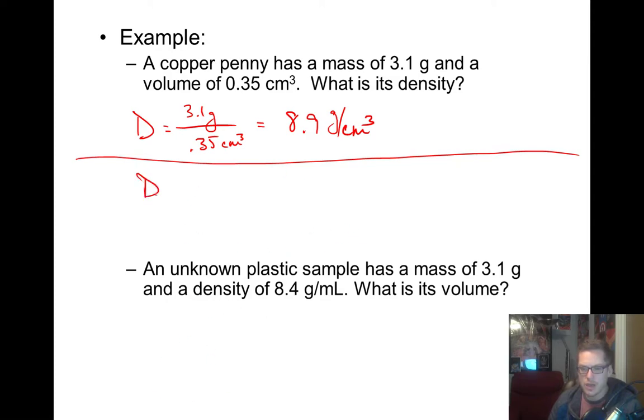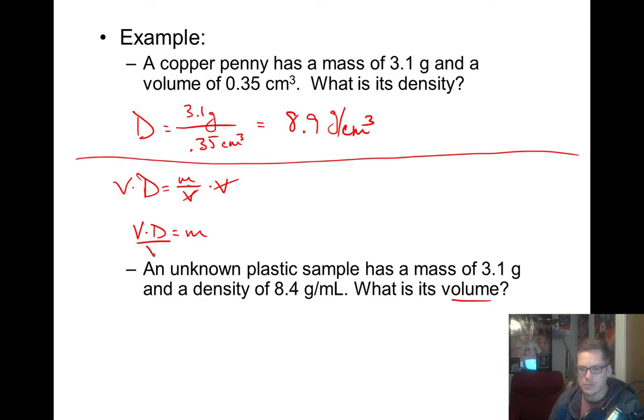So we've got density equals mass over volume, and we want to solve for volume. We can rearrange this equation to solve for volume. If we multiply both sides by volume, the volume here will cancel. So we get volume times density is equal to mass. That makes sense. But we're trying to get volume by itself, because we're trying to solve for volume.